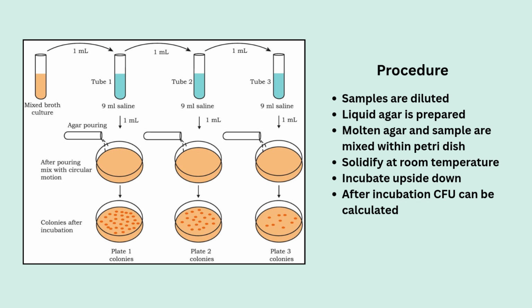Molten agar is then poured over the sample within a petri dish and is gently swirled together. This is then solidified at room temperature, and the plate is then incubated upside down. After incubation, colony-forming units can then be calculated.